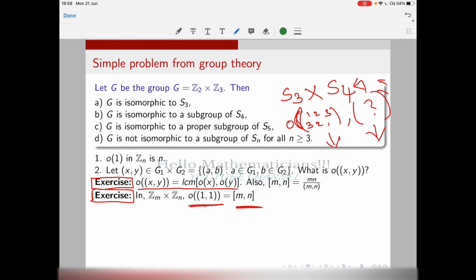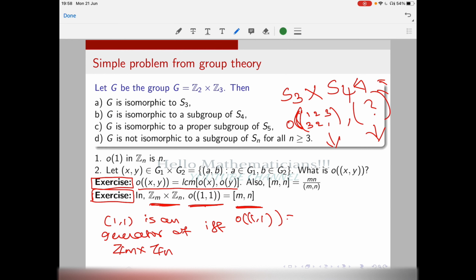Now, since the order of (1, 1) is equal to the LCM, when is (1, 1) a generator of the group Zn cross Zn? If and only if its order is the order of the group, because an element is a generator if its order equals the order of the group. The order of the group is m into n.